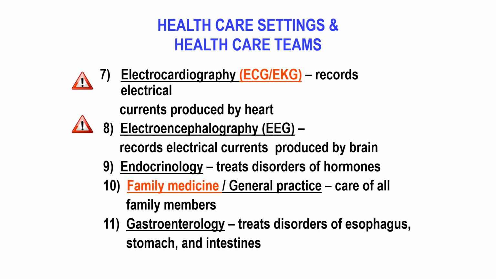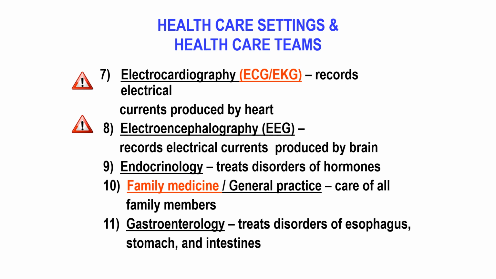Then we have electrocardiography, which is ECG or EKG, along with EEG, you see right below it. Both of these record electrical impulses. ECG and EKG record the electrical currents produced by your heart, and the EEG, electrical currents produced by the brain. Then we have endocrinology, treats those disorders of your hormonal system.